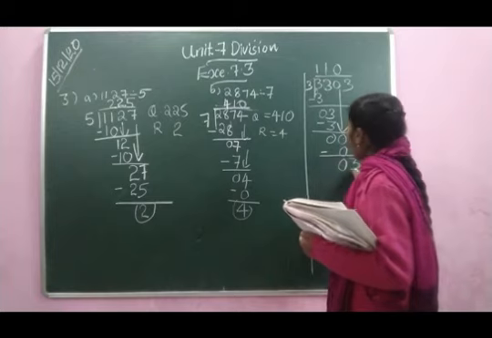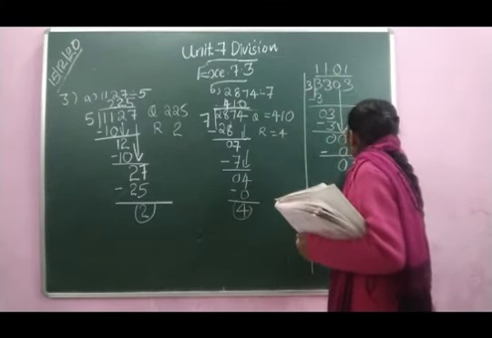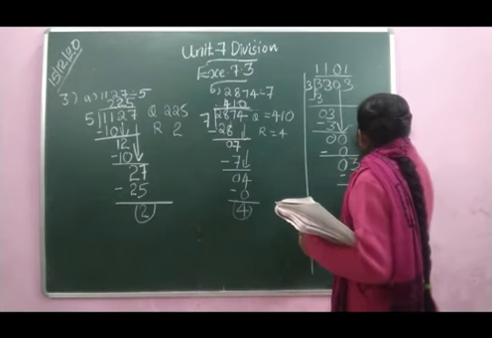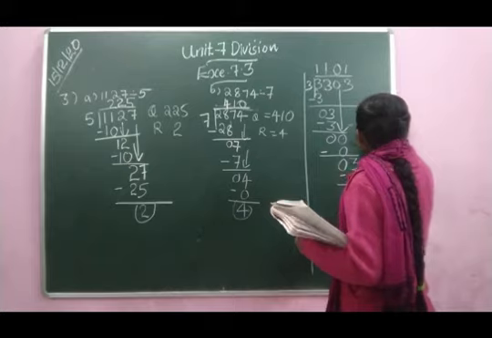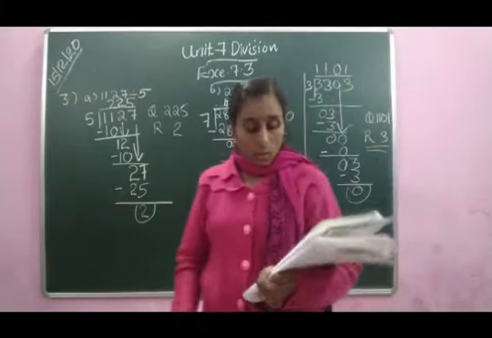Then 3 comes down. How many 3s are in 3? 1. Then 1 multiplied by 3 is 3. Next step, subtraction. The quotient is 1101 and the remainder is 3. Okay. Next one.